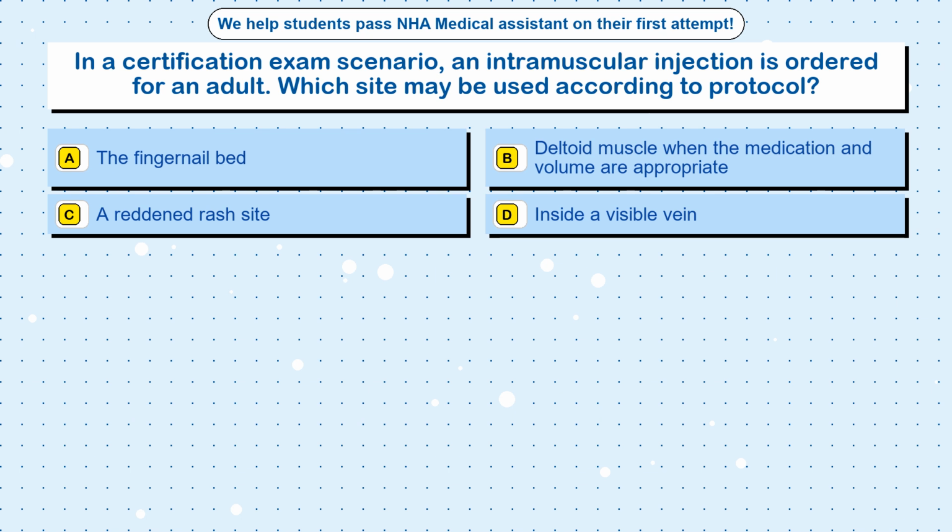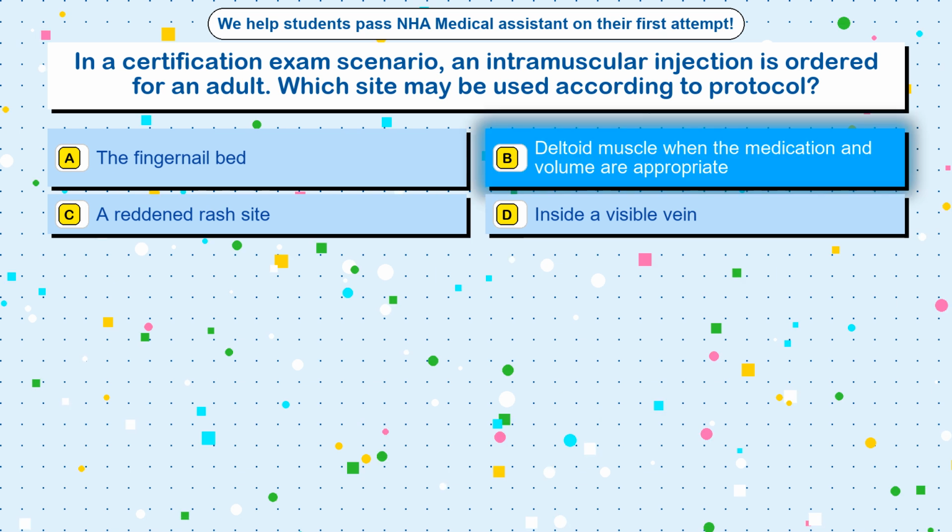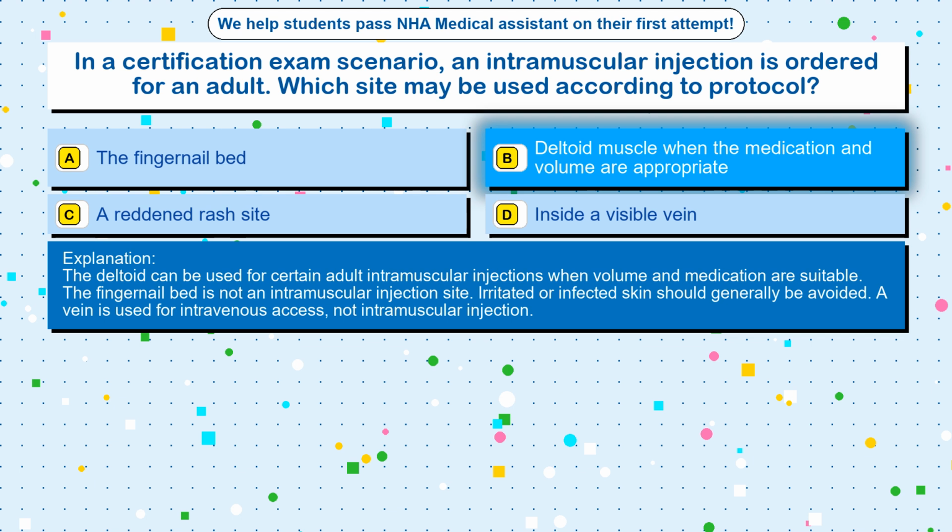Deltoid muscle when the medication and volume are appropriate. Option C. A reddened rash site. Option D. Inside a visible vein. The correct answer is option B. Deltoid muscle when the medication and volume are appropriate. The deltoid can be used for certain adult intramuscular injections when volume and medication are suitable. The fingernail bed is not an intramuscular injection site. Irritated or infected skin should generally be avoided. A vein is used for intravenous access, not intramuscular injection.